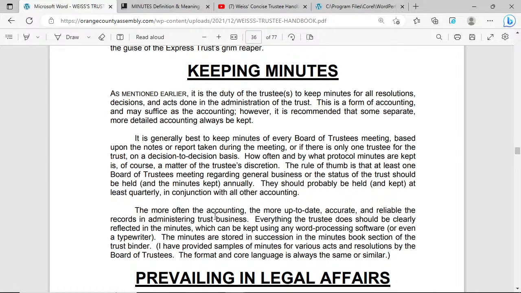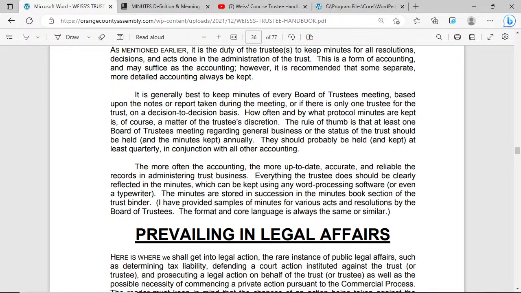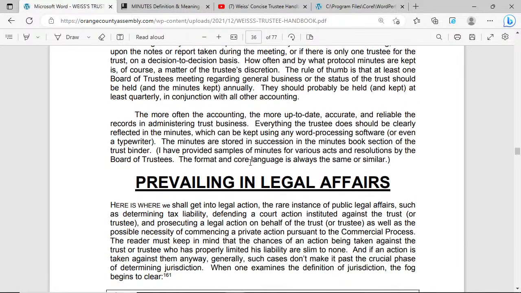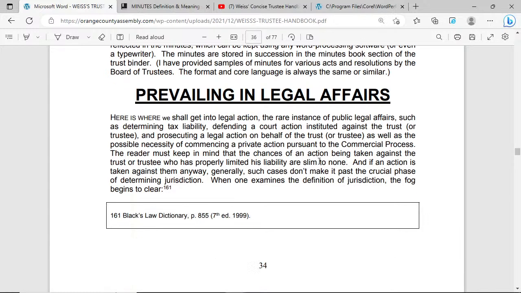Continuing. The more often the accounting, the more up-to-date, accurate, and reliable the records in administering trust business. Everything the trustee does should be clearly reflected in the minutes, which can be kept using any word processing software or even a typewriter. Typewriter, what? Okay. The minutes are stored in succession in the minutes book section of the trust binder. I've provided samples of minutes for various acts and resolutions by the Board of Trustees. The format and core language is always the same or similar. So pretty straightforward.